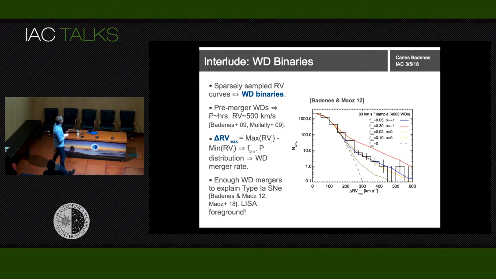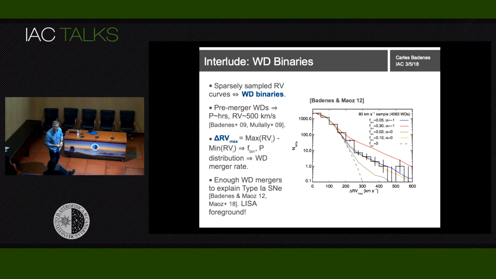And you don't see anything surprising here. There are a lot of white dwarfs with very small radial velocity shifts, and a few white dwarfs have large radial velocity shifts. Like this one I showed you, this guy here. Radial velocity shift of around 400 kilometers a second.